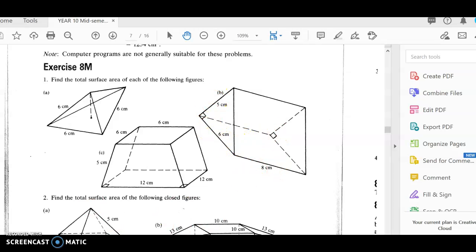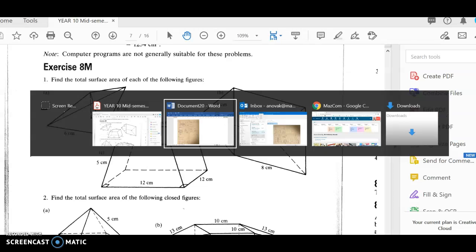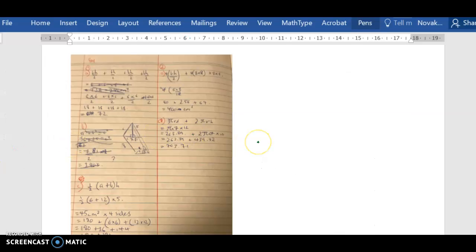So going to our page, work. And I think that was exercise B. The student started on the work but didn't quite finish it. So let's have a look at that question there. So we remember we have a triangular prism.